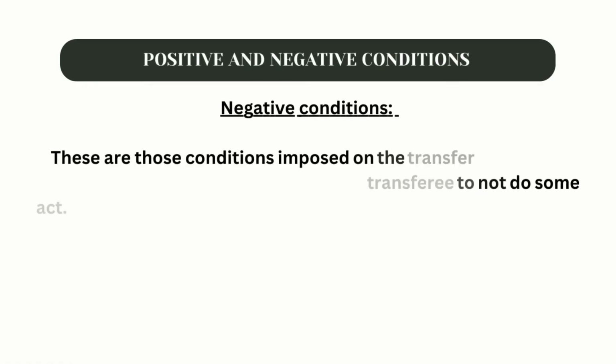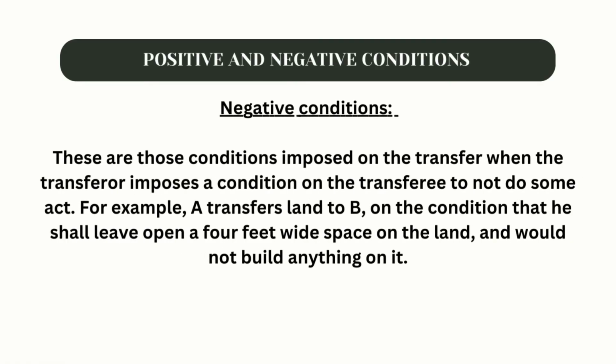Then what is a negative condition? Negative conditions are those conditions where the transferor imposes a condition on the transferee to not do some act. For example, A transfers land to B on the condition that he shall leave open a 4 feet wide space on the land and would not build anything on it. This is called a negative condition.